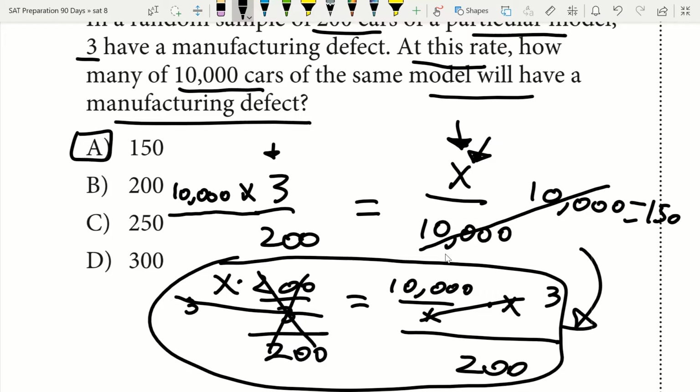So anytime that you're asked to solve for something dealing with ratios like this, try to put the variable that you want to solve for on top in your numerator, and that'll help you save time on the SAT math section. So as always, hopefully that was helpful.